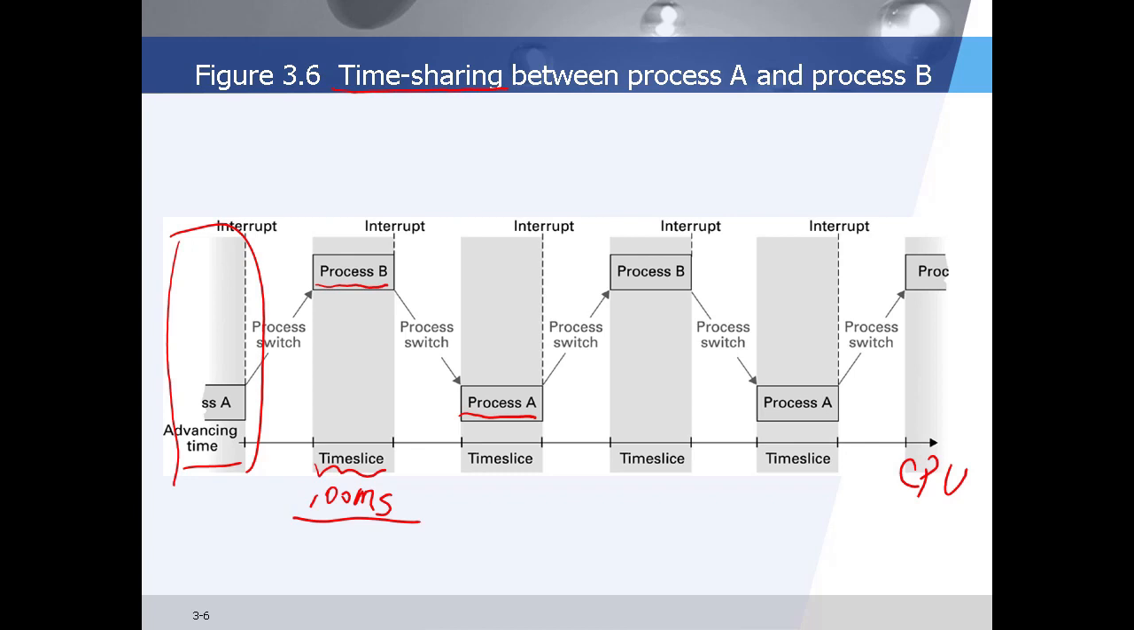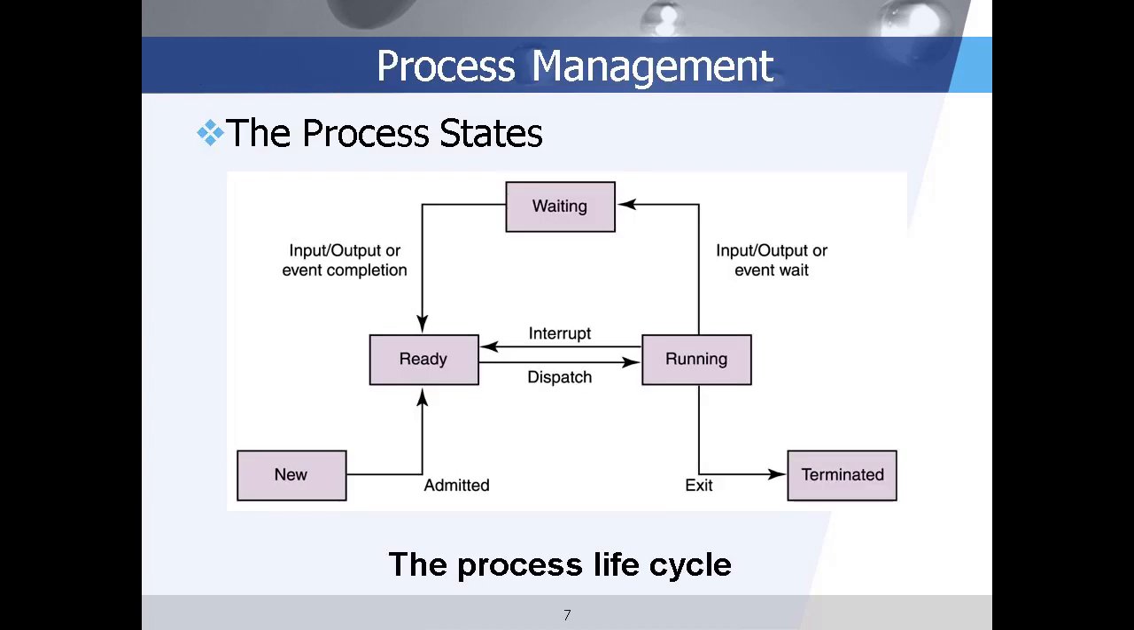A process has different states, right? Sometimes it's running, sometimes it's not running. This is called the process states. Typically, a process may have different states, like in this case: new state, ready state, waiting state, running state, and terminated state. So now let's look at the different states and the changes between them.